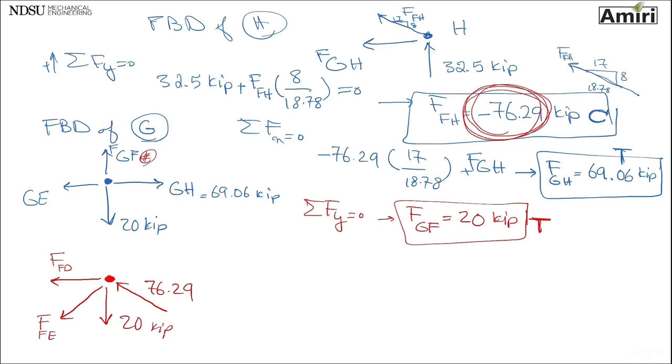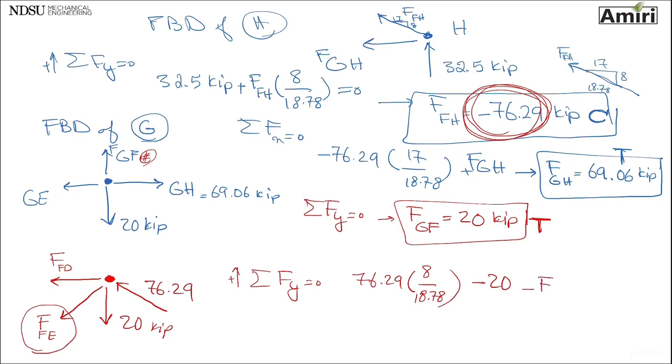All right. Remember, don't lose focus. All I care about is this one. So I'm not going to bother with even FD. Summation of forces in Y equals 0. So I have 76.298 over 1878 minus 20 minus FE 8 over 1878 equals 0. And my force FE is going to be minus 29.3 kip, and that is compression.